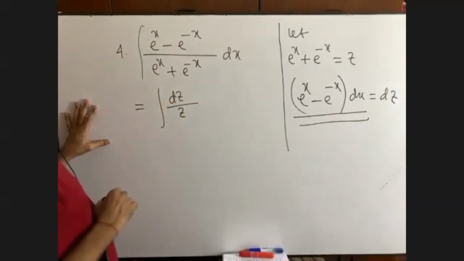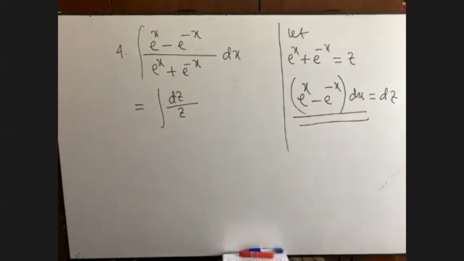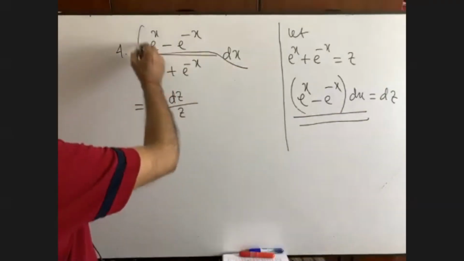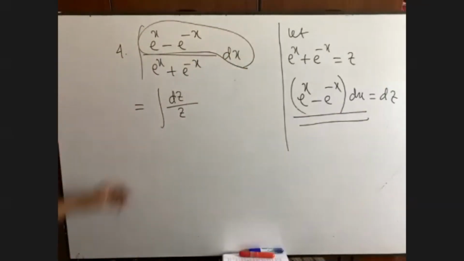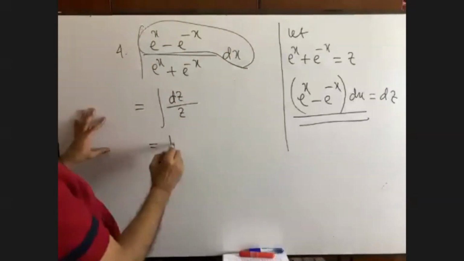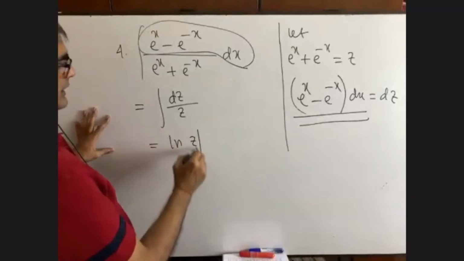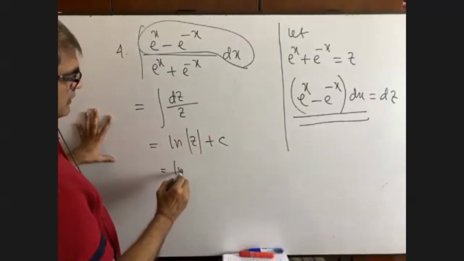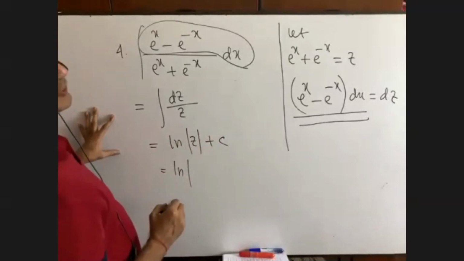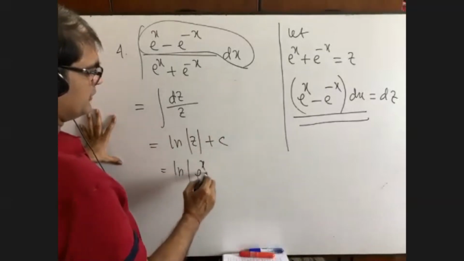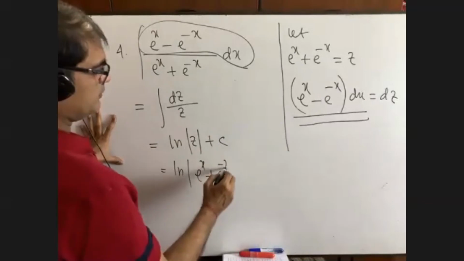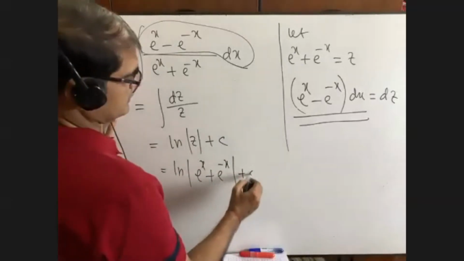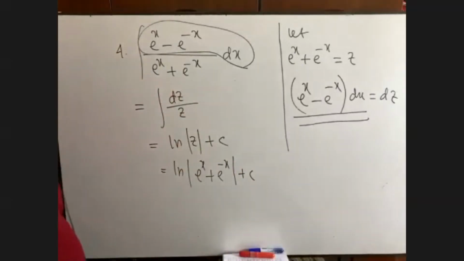Wholly and fully it is dz, and it is z. So dz by z, that means ln z plus c. So what is the value of z? We have let z is equal to e to the power x plus e to the power minus x, plus c.